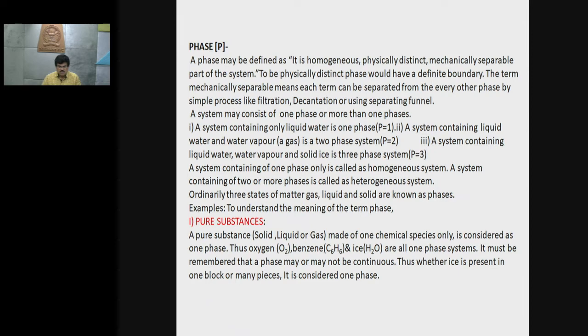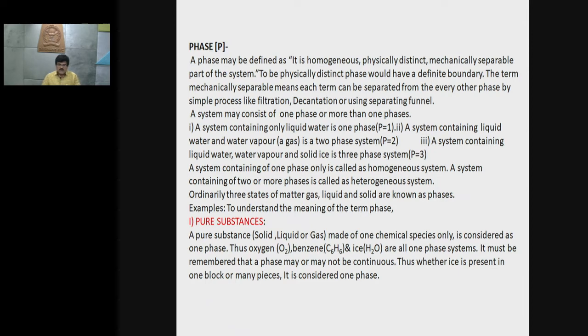So when water is in equilibrium with water vapor, which is in equilibrium with ice, the system has 3 phases. But if only water is there, the system has only one phase. So in this way we can define the phase and we can calculate the number of phases present in a particular system. A system containing one phase only is called a homogeneous system. A system containing two or more phases is called a heterogeneous system. Ordinarily, the 3 states of matter, gas, liquid, solid, are known as the phases. So these are examples to understand the meaning of the term phase.